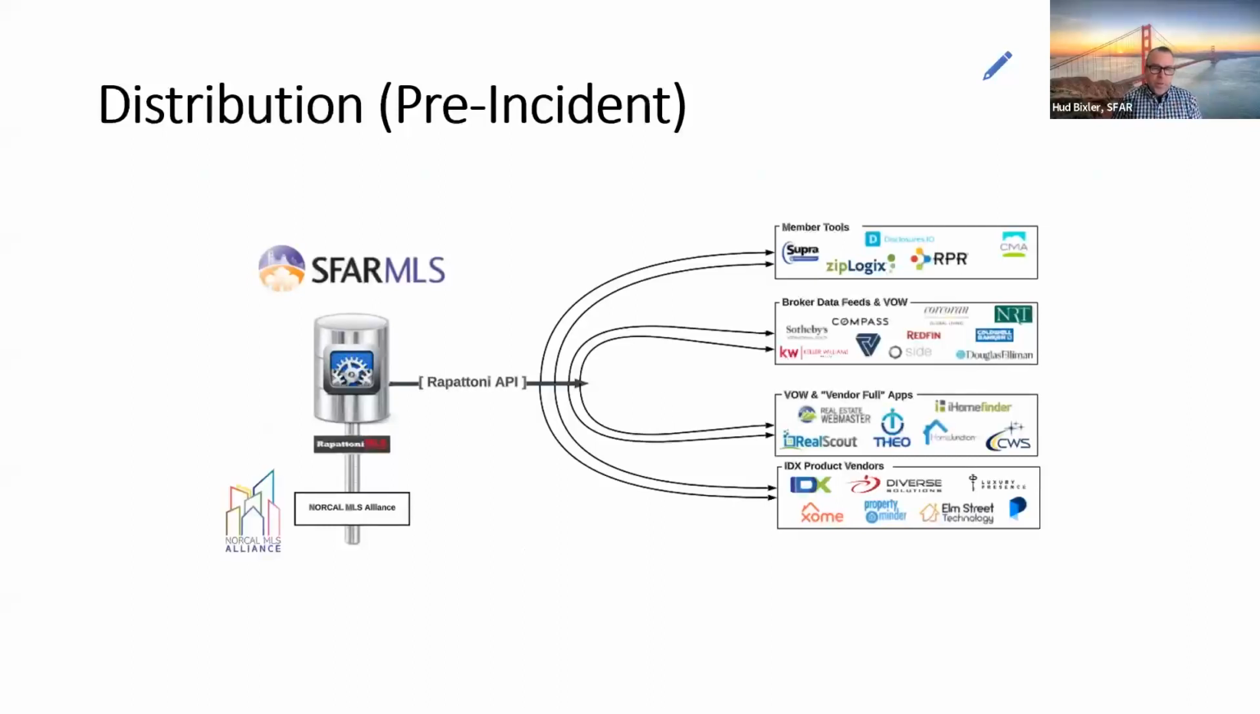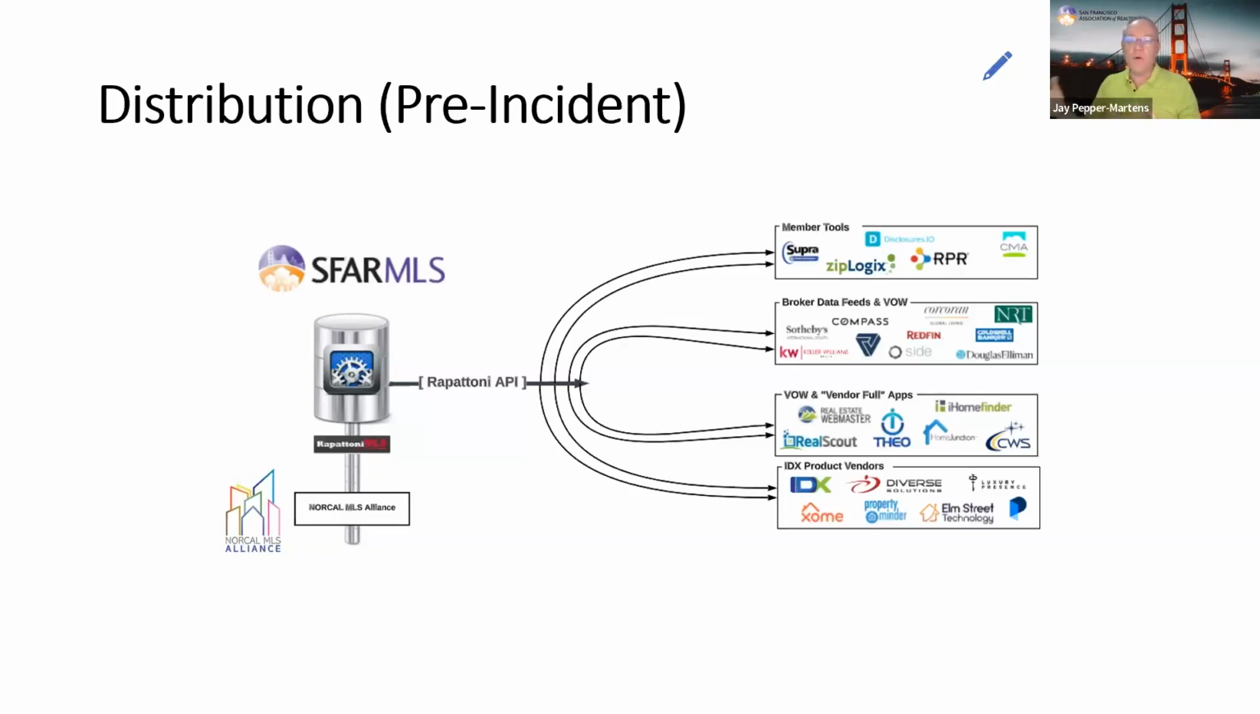pre-incident, Jay, I think it's best if you give it, since you've been here a little bit longer than I have, so you have more history in terms of the Rapattoni setup and the data share. Please. Sure. So the core MLS system delivered to us by Rapattoni really does send all that data everywhere. And this was the pre-incident layout. There's one set of mechanisms that transmits data to pretty much everywhere where you see the listing data today.